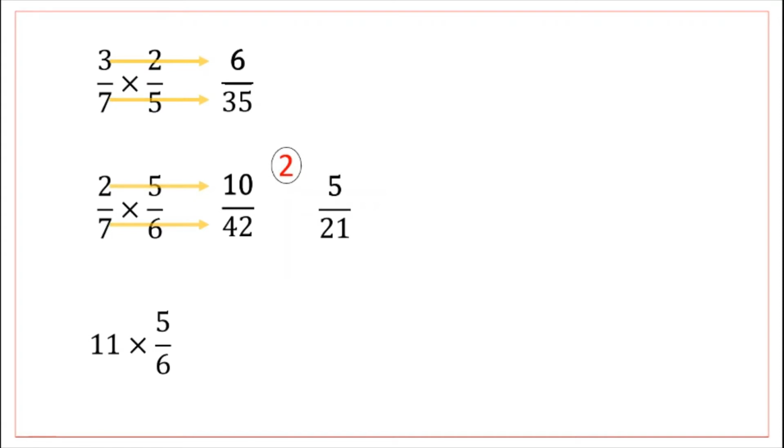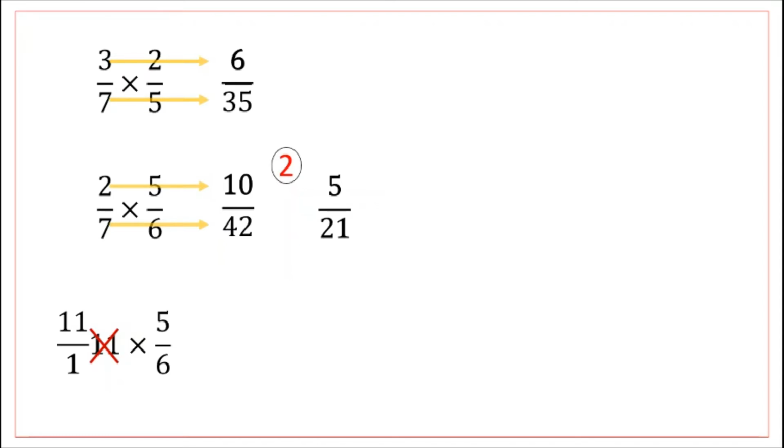The final question is a whole number times a fraction. Now I don't ever do maths where I'm timesing whole numbers and fractions together. I just don't do it. Instead, I don't deal with 11. I call it 11 over 1. So the first thing I'm going to do is replace that whole number with that whole number over 1.